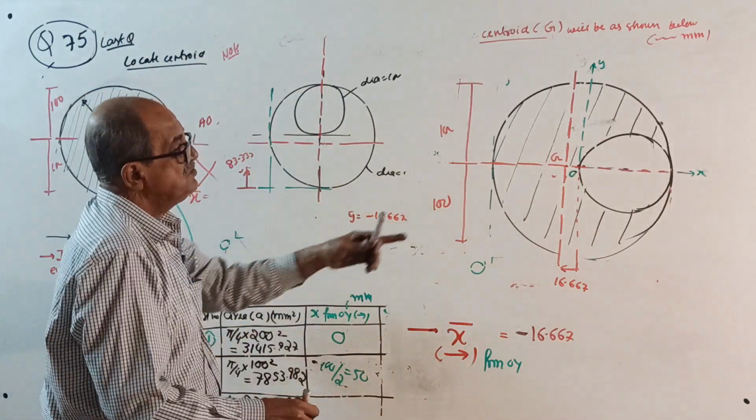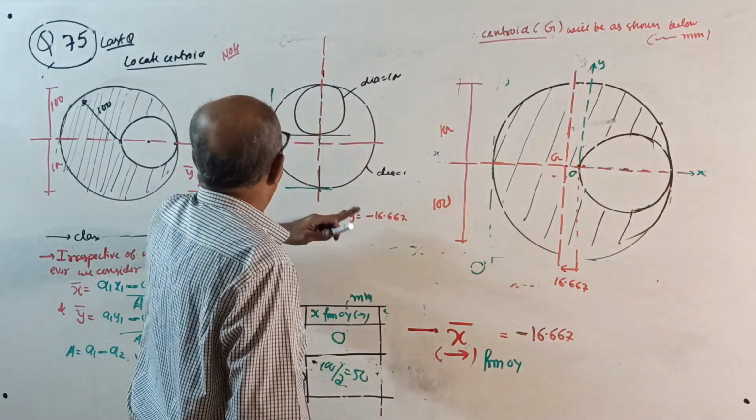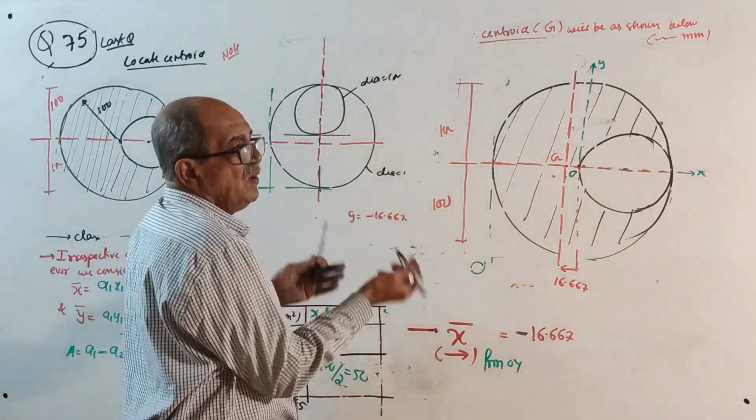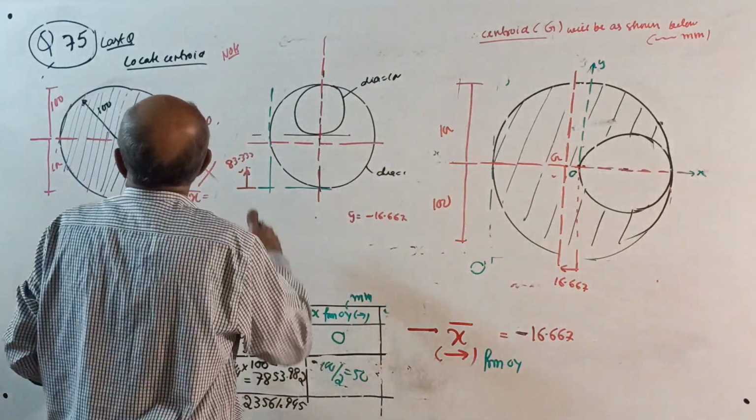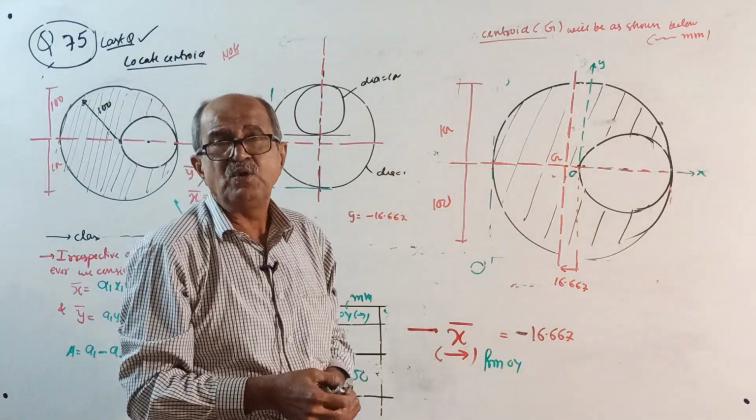Work out one question. In this question, X bar required, Y bar not required. In this question, X bar not required, Y bar required. Work out this question. That's all. I decided to stop the centroid now.